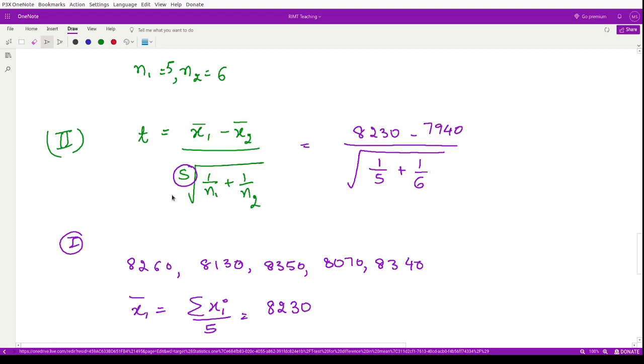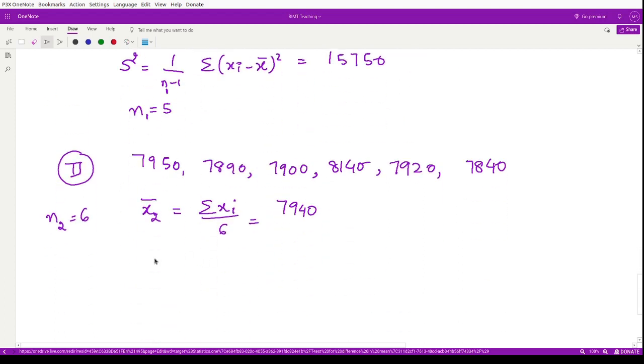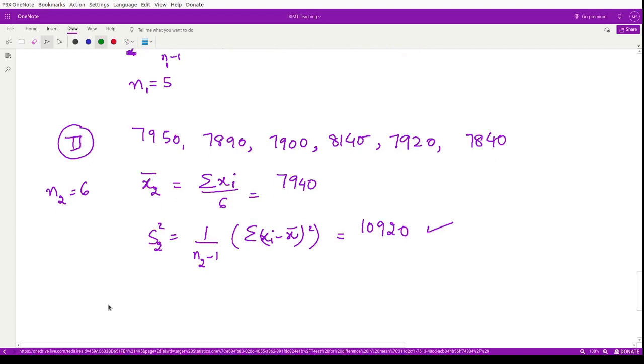Now this s is remaining. For that, first of all, we'll calculate s2 square, the variance in the second case. This is calculated by computing 1 by n2 minus 1 into summation xi minus x bar whole square. So when you compute this, you will have the value 10920. So this is S2 square, this is S1 square. So what do we require? We require S. So how do we calculate S?